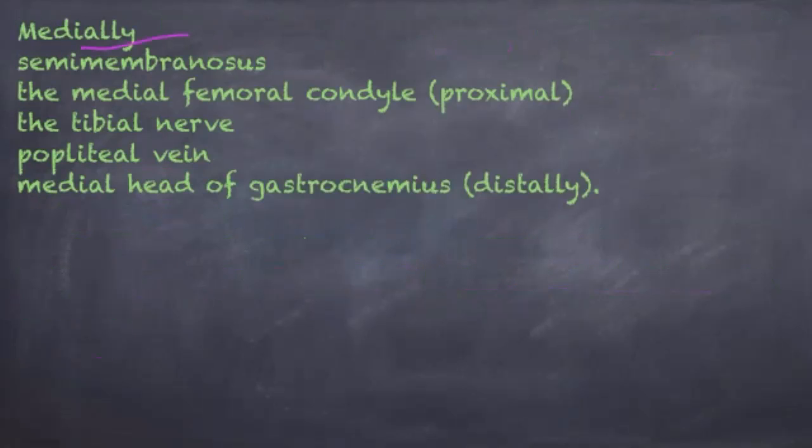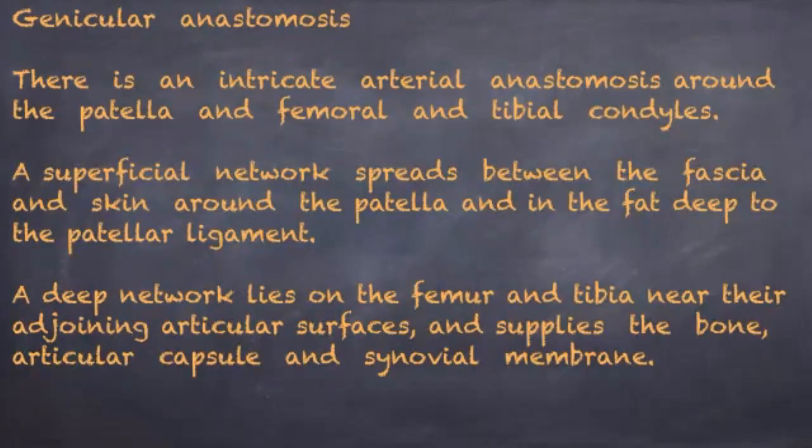Right, medially: semimembranosus, medial femoral condyle, tibial nerve, popliteal vein, and gastrocnemius. Once you see the popliteal fossa along with muscles, veins and nerves, you will immediately identify those relations, right? Then there is a particular anastomosis around the knee joint called the genicular anastomosis, because the popliteal artery within the popliteal fossa gives branches. They are called genicular branches.